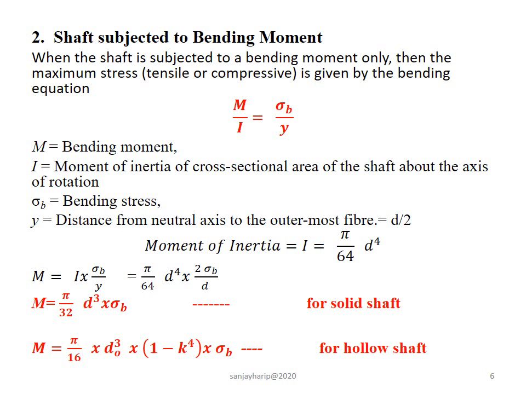Therefore, we can easily determine the diameter of a solid shaft using the equation M is equal to pi by 32 d cube into sigma B. Similarly, for a hollow shaft, M is equal to pi by 32 do cube (1 minus k raised to 4) into sigma B, where k is the ratio of inside diameter of the hollow shaft to the outside diameter of the hollow shaft.